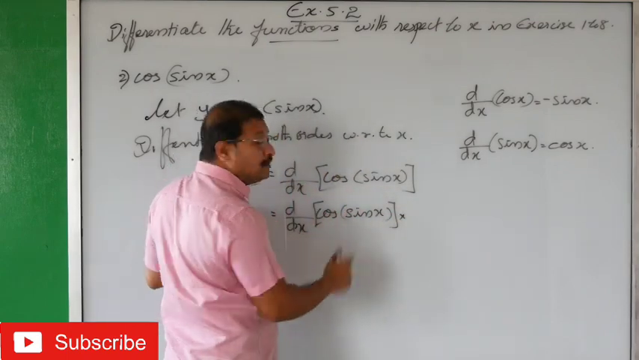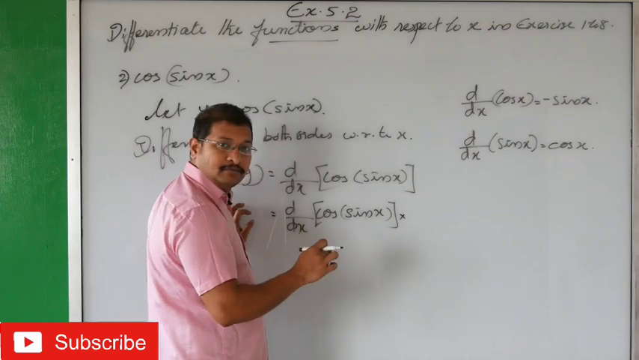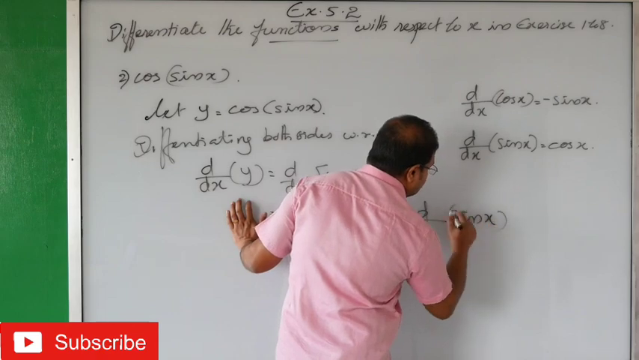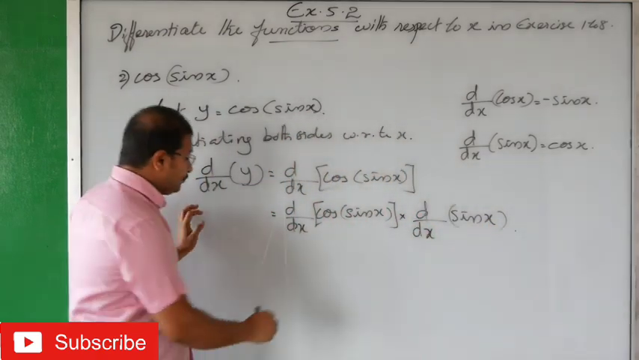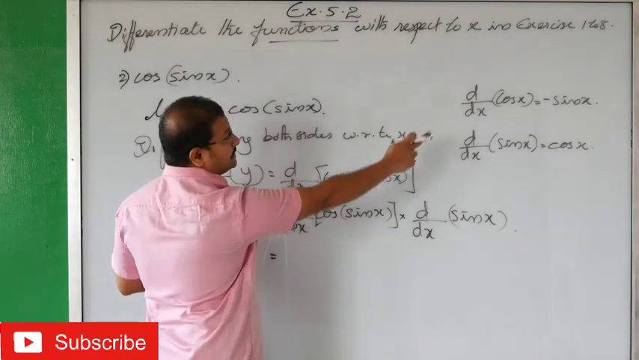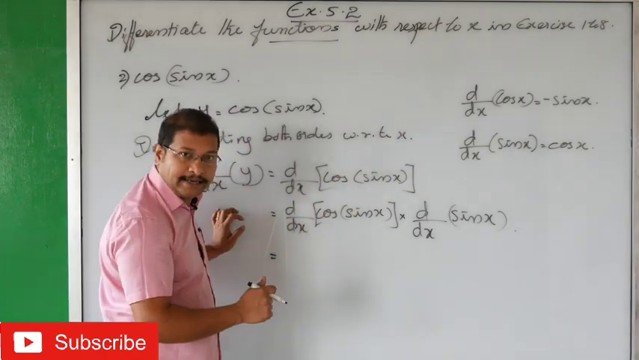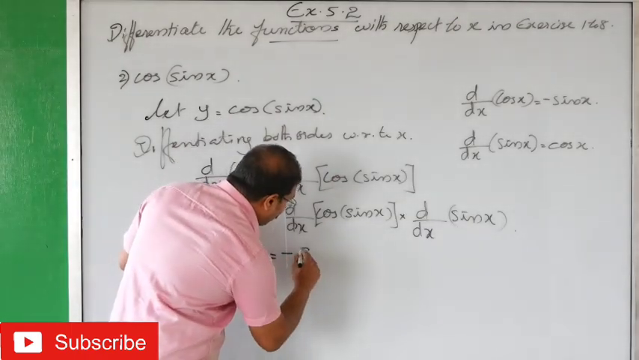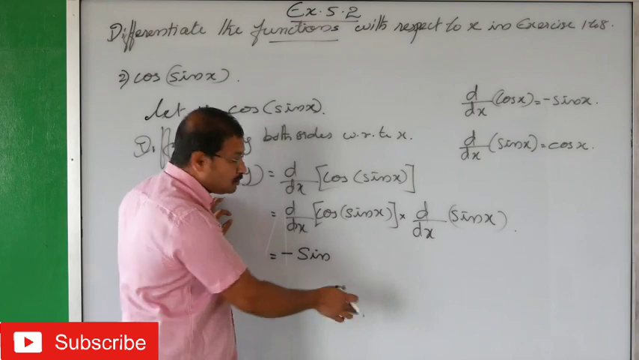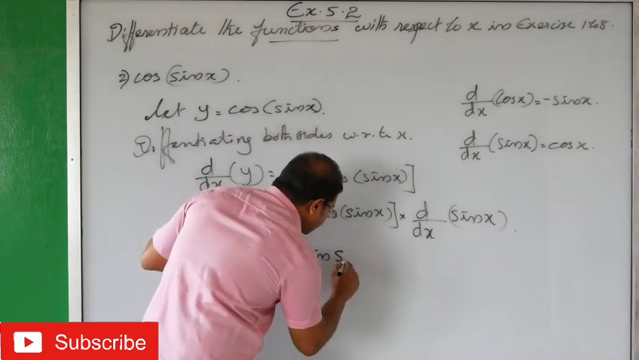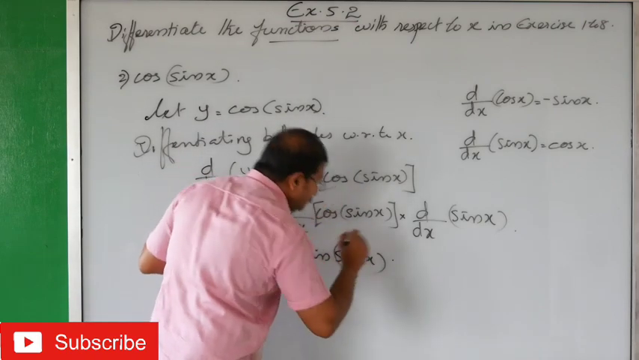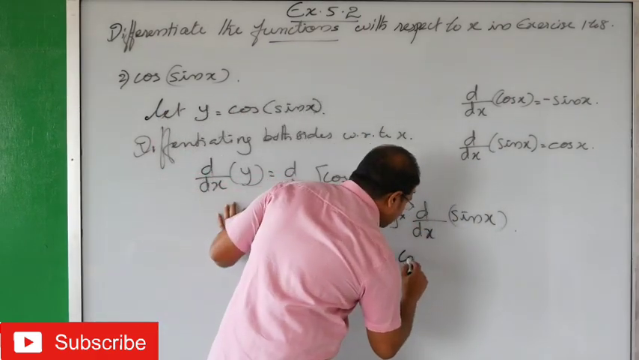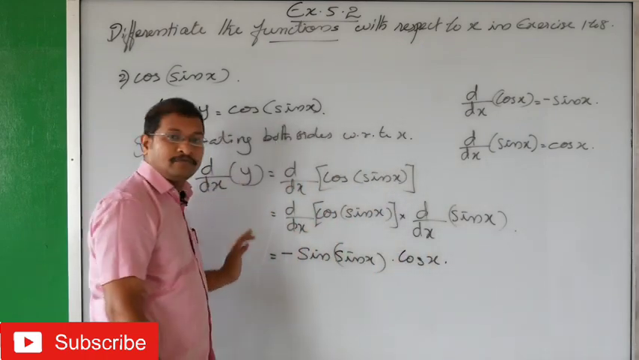After that we have to take the derivative of this inside part. That means derivative of sin x. Ready? This equals derivative of cos x, minus sin x, isn't it? Derivative of cos x is minus sin x. That means minus sin of x, where x here is sin x, into derivative of sin x, that is cos x. So this is your answer.